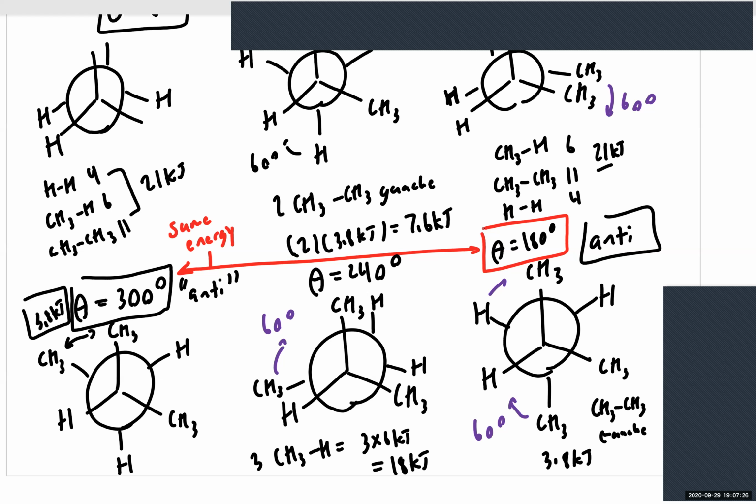Okay, so just be on the lookout for degenerate conformations, as they can open the door to multiple possible answers. So as you can see, we have two structures that are tied for the highest energy conformation and two structures that are tied for the lowest energy conformation.